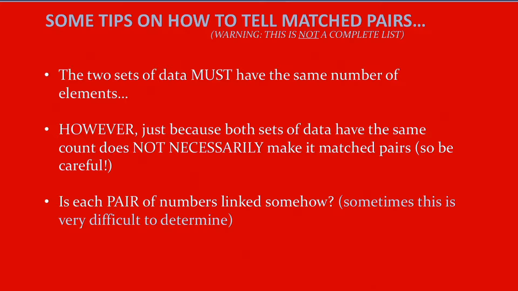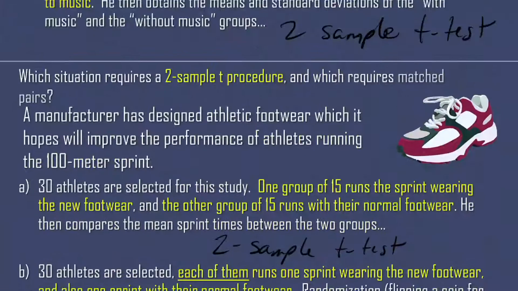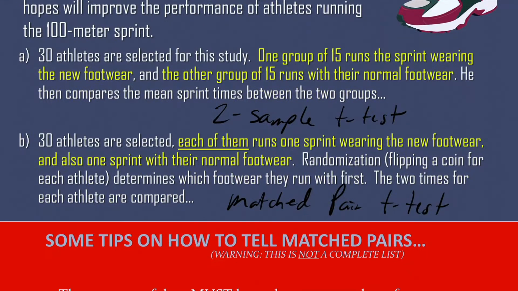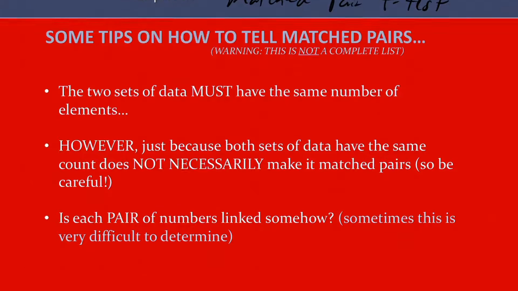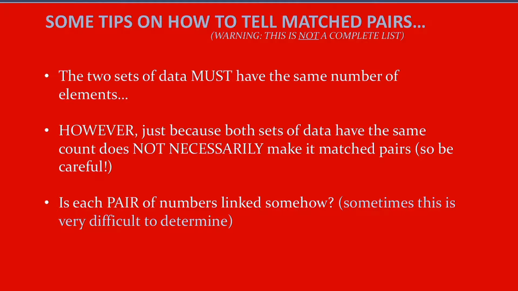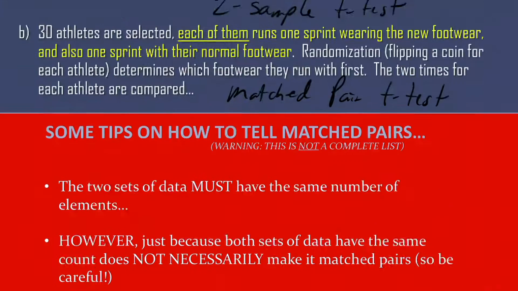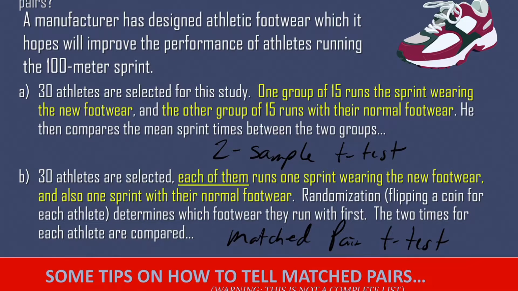Now, that doesn't mean everything that's the same is matched pair. It could also be this one right here, like A, there was 15 and 15, but it was two sample. So that's one of the things to look for. However, just because both sets of data have the same count does not necessarily make it matched pair, so be careful. Is each pair of numbers linked somehow? Sometimes this is very difficult to determine. So each pair of numbers, talking about the data, not the sample size, but the data. And when we do a problem, I'll tell you what that means there.